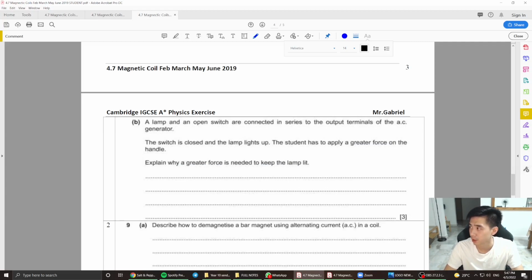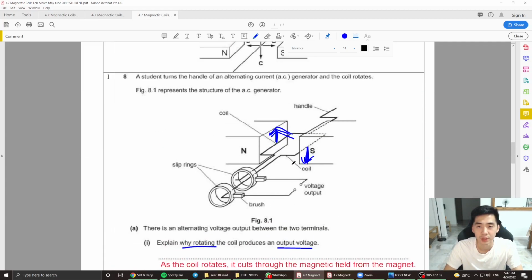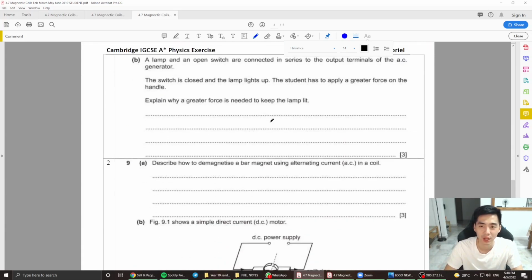This here is basically talking about Lenz's law again, right? And Lenz's law states that the current induced in the coil always opposes the motion producing it, right? Meaning to say, when I go upwards here, I'll have an opposing force that is going downwards here. That's why you can feel that there is a greater force needed to generate the current, right? So we're basically supposed to answer this in terms of Lenz's law, right?